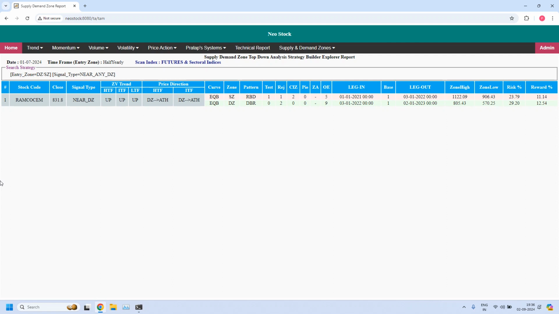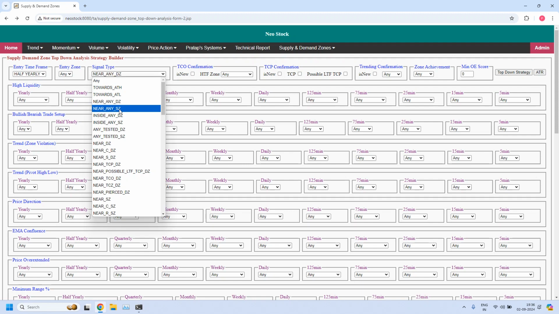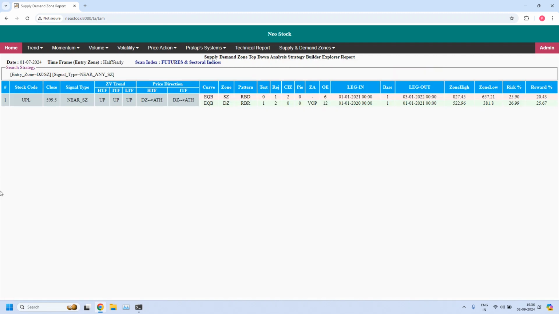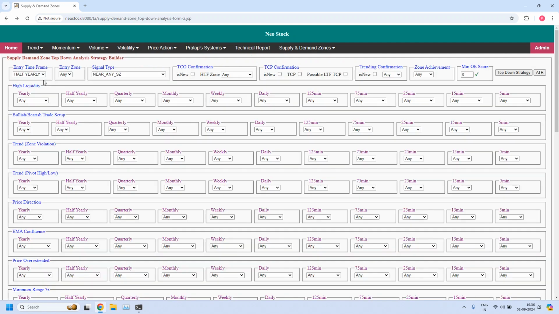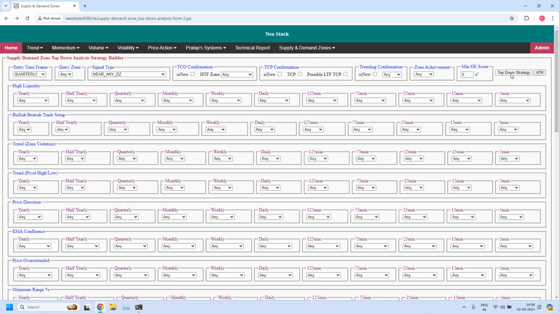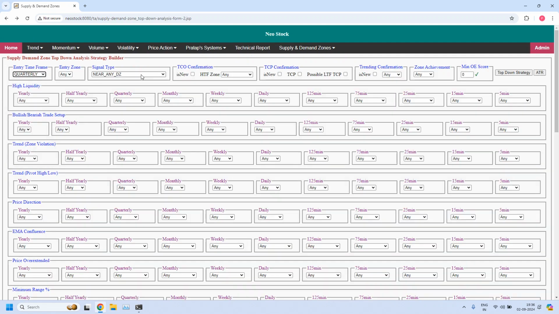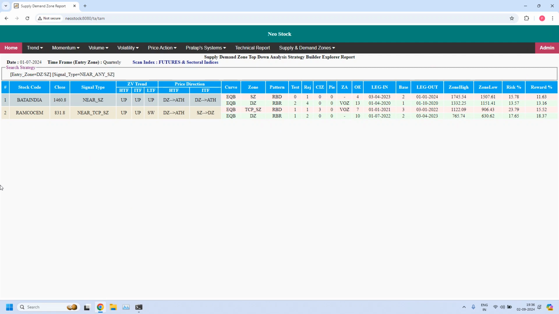Okay, the next report is for half yearly time frame. Let us find the stocks near half yearly supply zone. One stock is filtered. Next time frame is quarterly. Let us find the stocks near quarterly demand zone. No stocks are filtered. For quarterly time frame, let us find the stocks near quarterly supply zone. Two stocks are filtered.